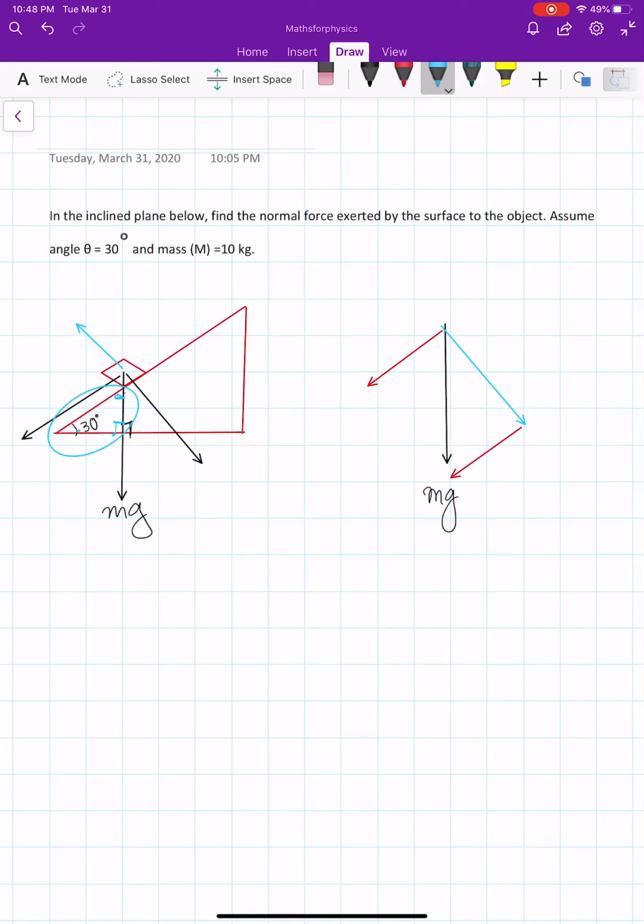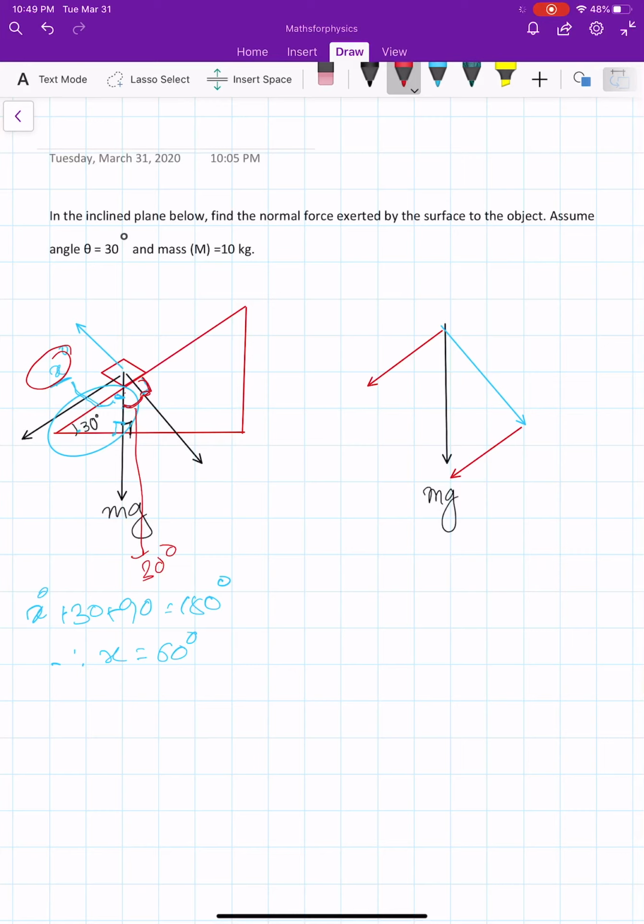The total sum of the angles should be 180 degrees, right? So if this is x degrees plus 30 degrees plus 90 degrees is 180 degrees, therefore x is 60 degrees, right? Now if this angle x is 60 degrees, what is the value of this angle in red? This angle is 90 degrees, so the sum of this x and this angle in red should be 90 degrees, so this thing is 30 degrees, right?